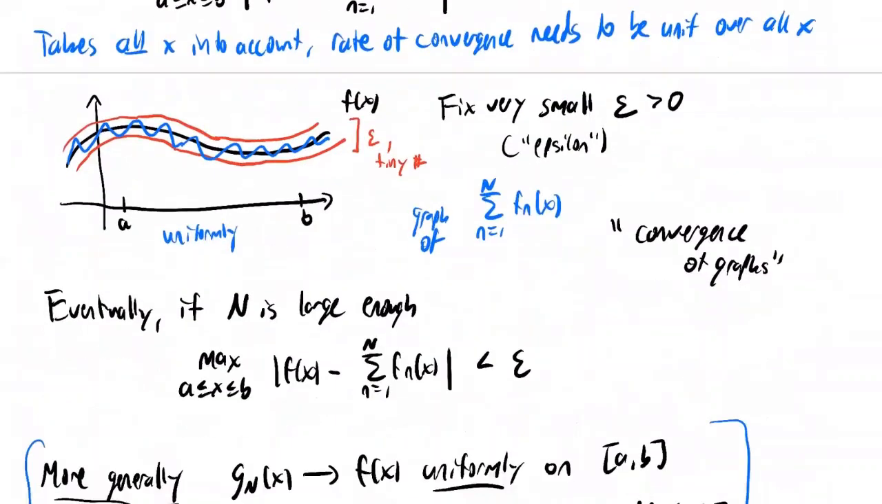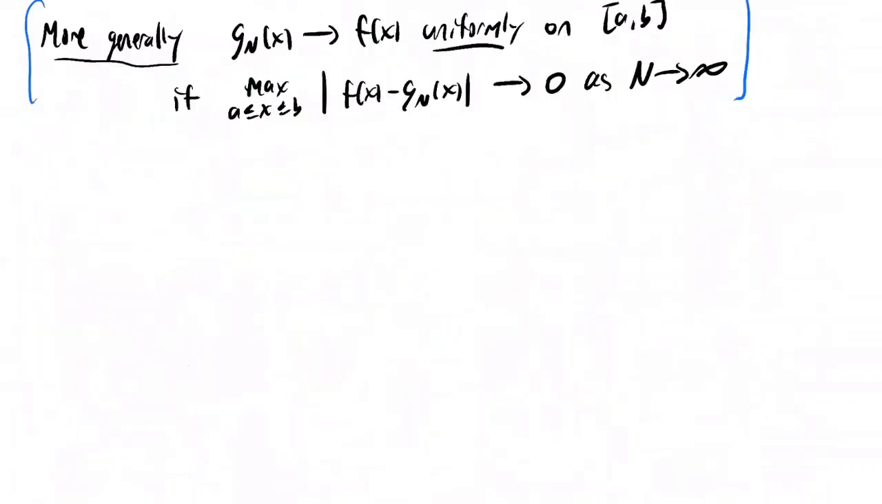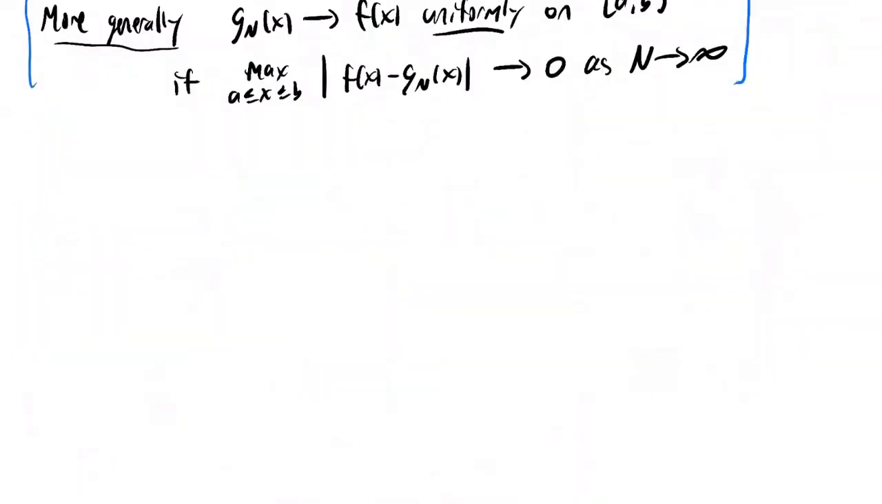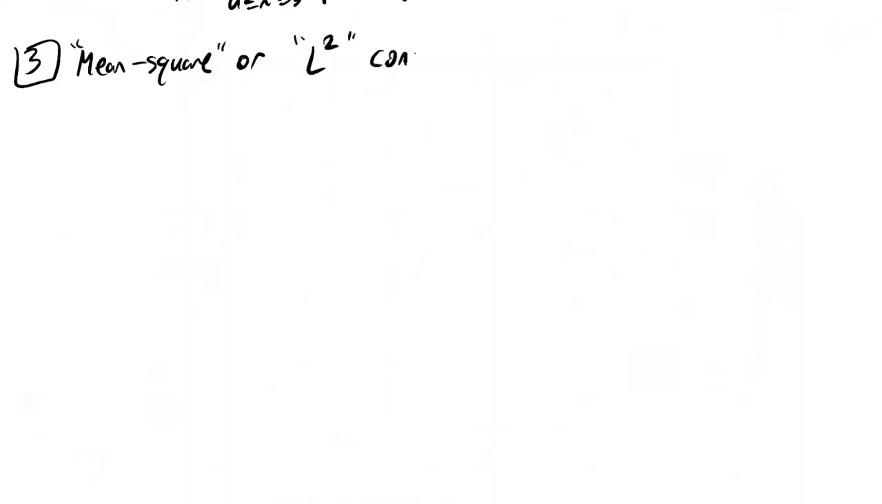So the next notion of convergence is probably the least familiar because it involves integrals. This is something which commonly arises in statistics, and it turns out to be very important in Fourier analysis and mathematics more generally. So this is called mean square convergence, or sometimes L2. You'll see why the 2 in a second.